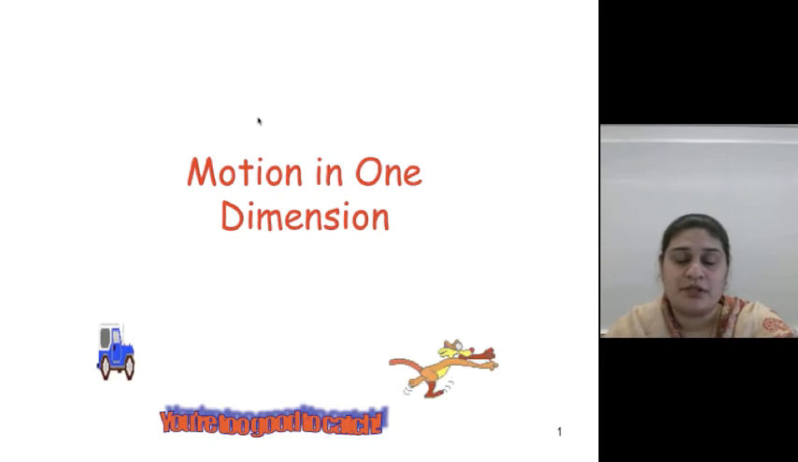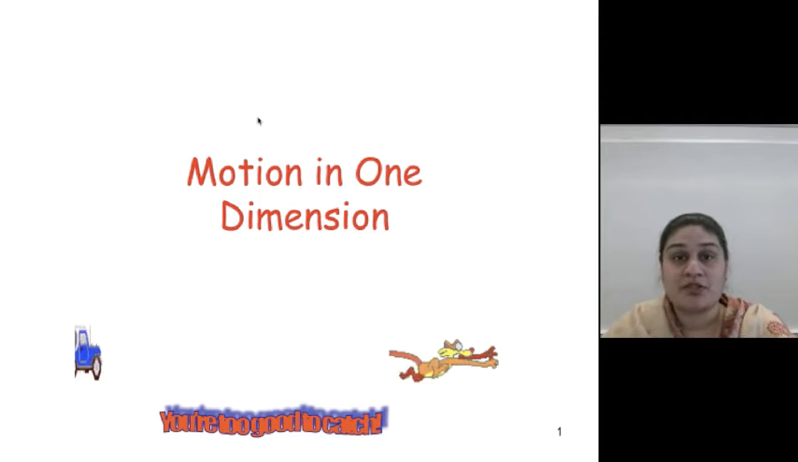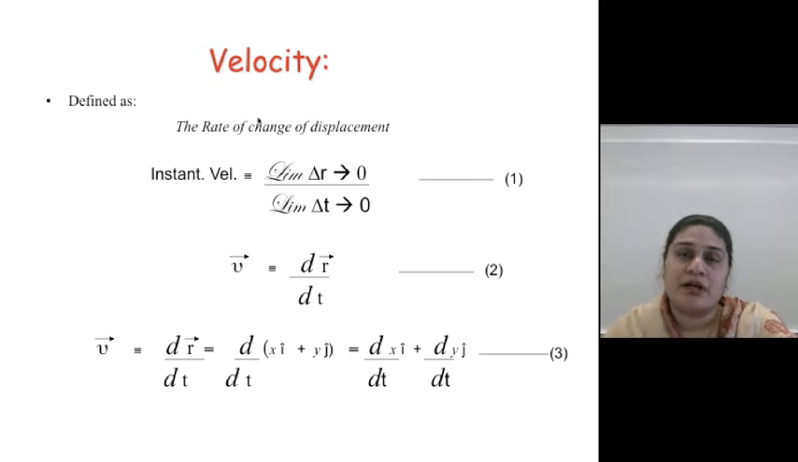So let's talk a little bit more about motion in one dimension. A recap of what velocity is: velocity is the rate of change of displacement. For us, being a calculus class, velocity is going to be defined as dr over dt, which is the rate of change of displacement.